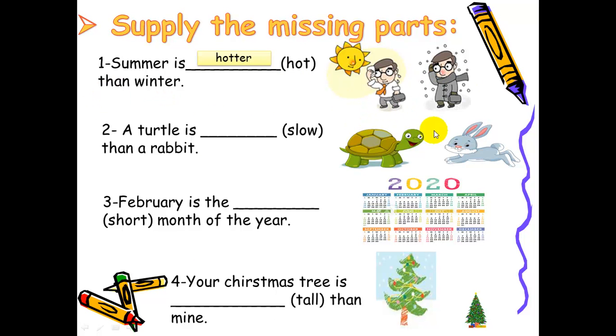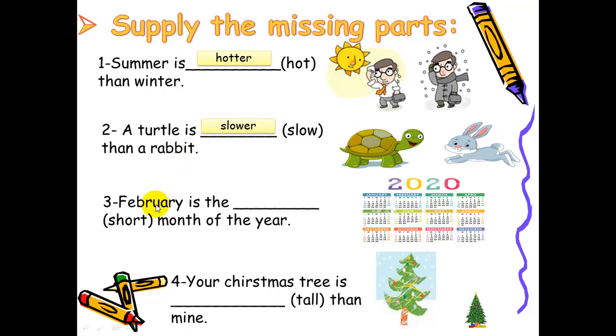Alright, number 2, a turtle is slow than a rat. We have only two, so I'll put er or est. Er. Why? Because I'm comparing between two, the turtle and the rat. So a turtle is slower than a rat.